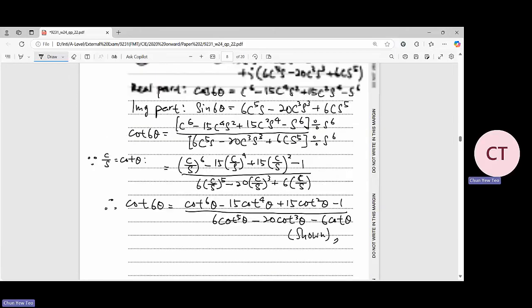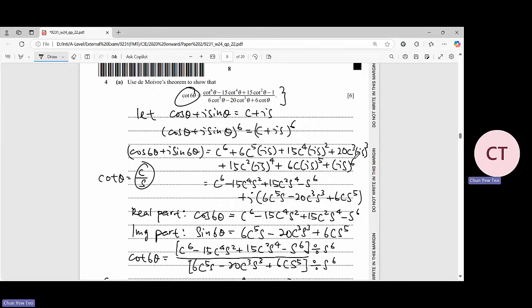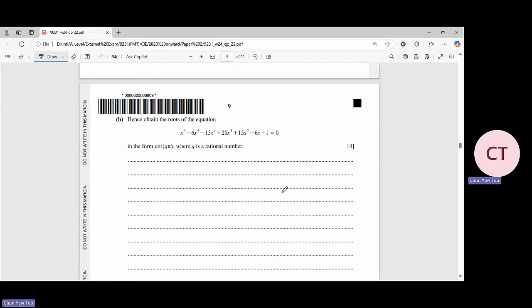So this will be the answer for question number 4A. A bit troublesome. We need to expand until power 6, but no choice. These are the questions. We just have to do it. So now moving forward, we go for part B.